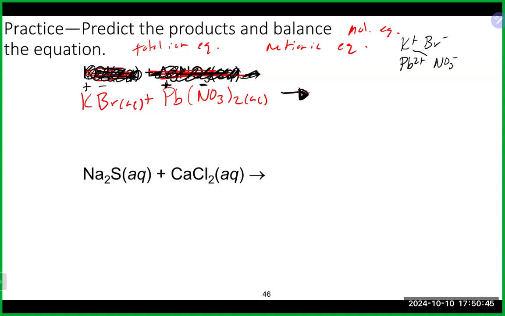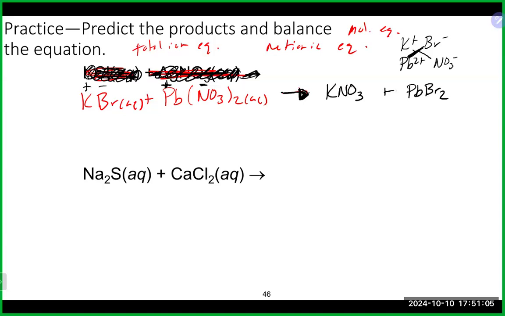So when we put these together, that's going to be the K plus and NO3 minus, which will give us the proper formula in this case of KNO3. And now we're going to put these together here, and that's a +2 and a -1, which means we should end up with PbBr2.